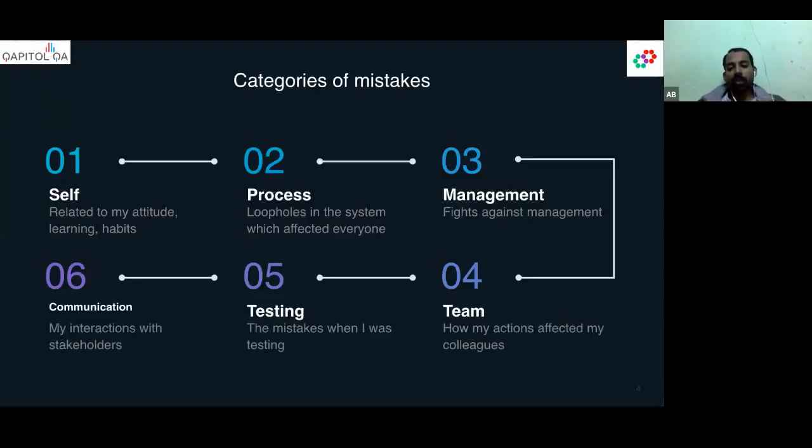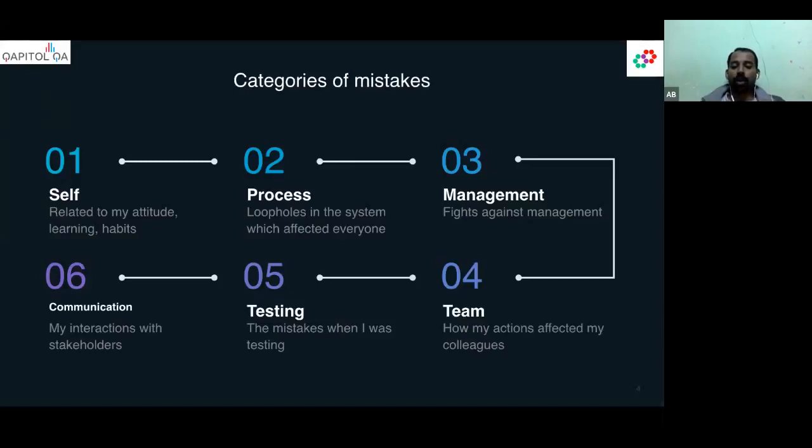Then the third one is management. I've had experiences where I've directly fought with the management in public, in front of everyone, and it has affected me. Later on, I realized that maybe I could have taken it up in private, in a small room. And that's how people learn. At least I learn, right? I first do it and then I learn.